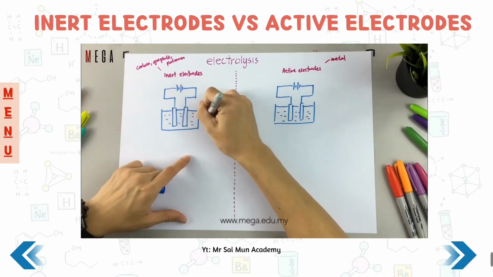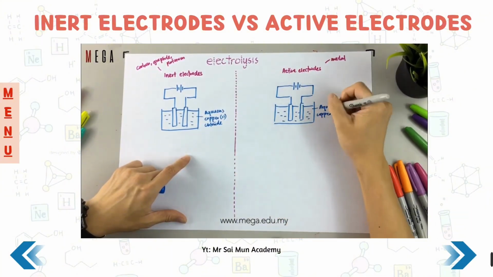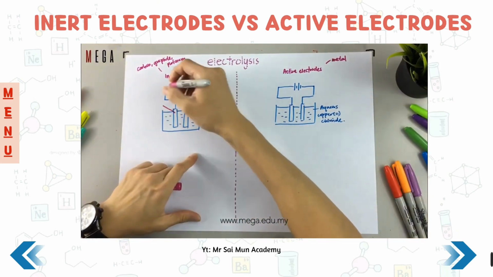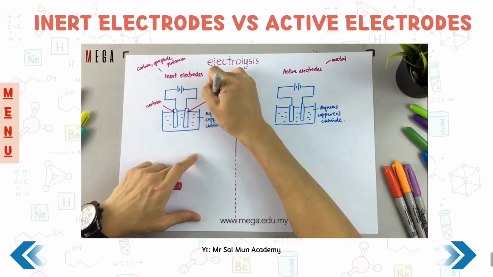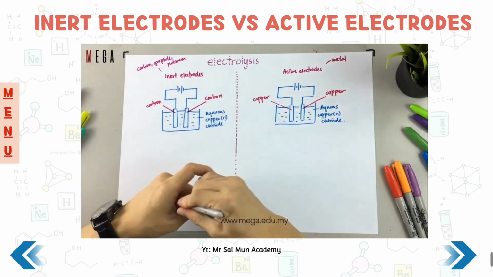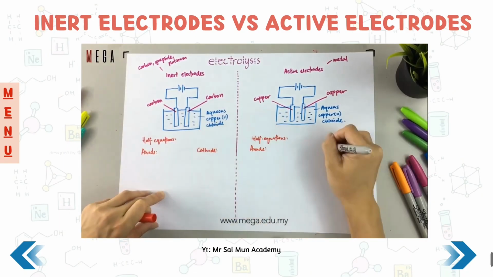For example, we have copper(II) chloride, for the electrolyte for both, but with different electrodes. So for inert, in this case we use carbon. For active, we use copper. So what are the half equations?